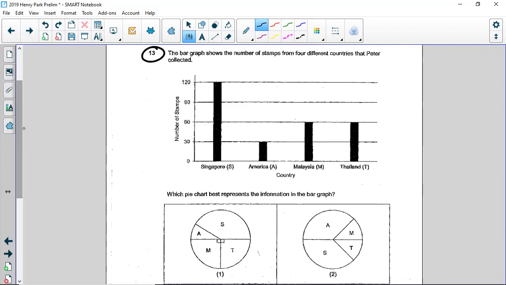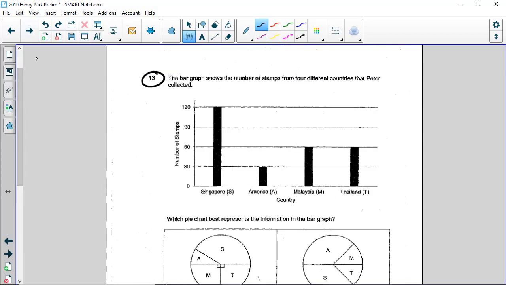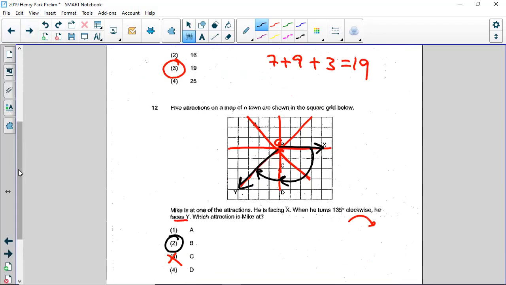Now this is a very tricky question. Did anyone put answer number 1? If you put that, then there is a mistake already. Before we continue, what's number 12? The answer is number 2.